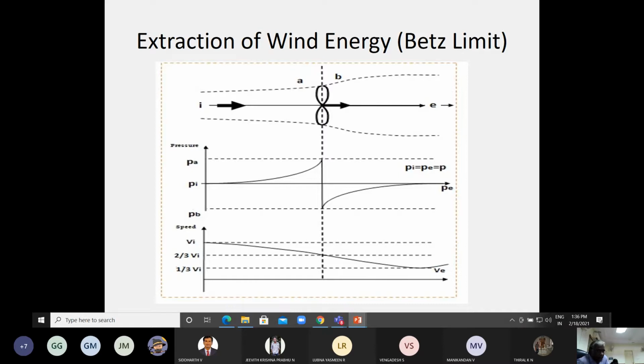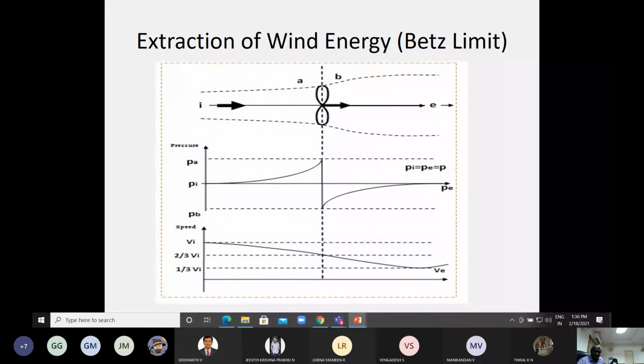Practically you will get only 30 to 40%. That is the capacity factor. Theoretically you can go up to 59.3, beyond which it is just impossible. And the 59.3, that is the Betz limit, and how we got it from the wind energy generator, is a small derivation here. It is the extraction of wind energy.